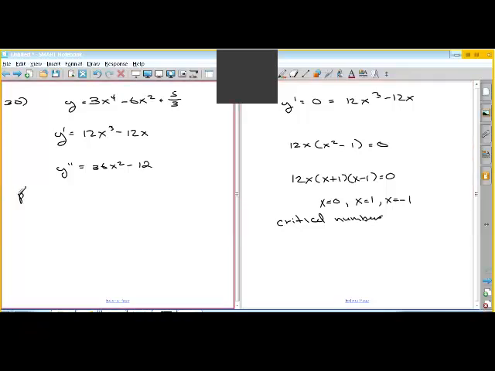And let's go ahead and do the second derivative part over here. So the possible points of inflection.